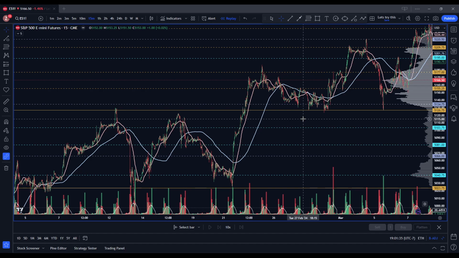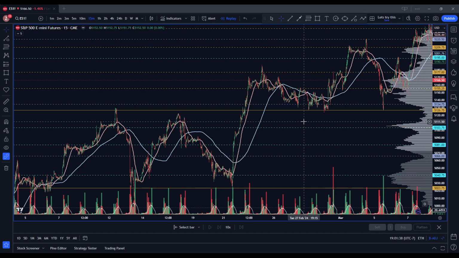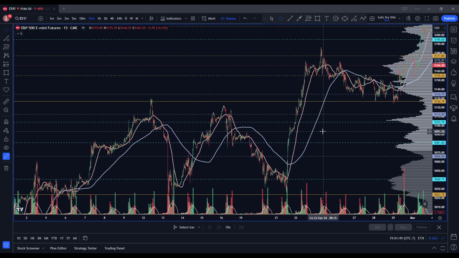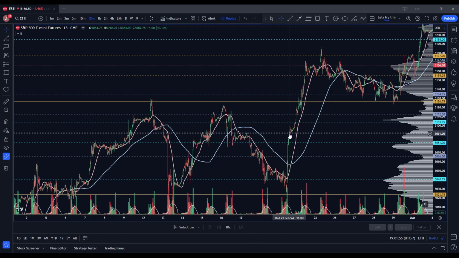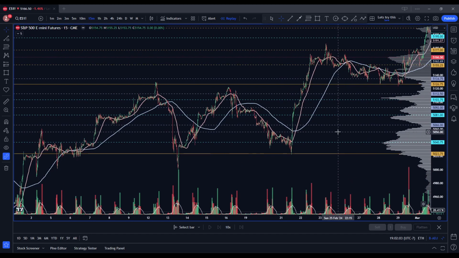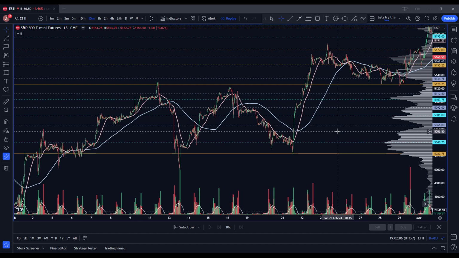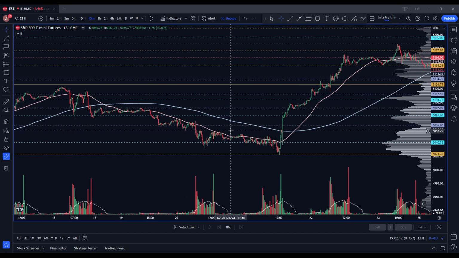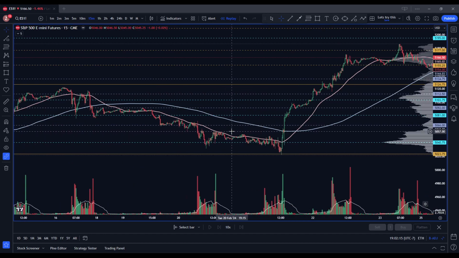Okay, let's move down to this area where it's more interesting. So I think I like this one right here. Nice. This one's a good one. Bunch of SR flips here. This is support here, resistance, resistance, resistance. Nice. Yeah, this one. This is a good one.